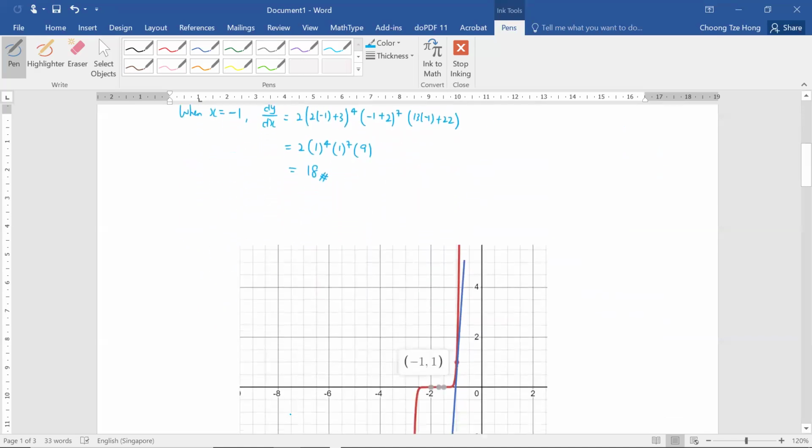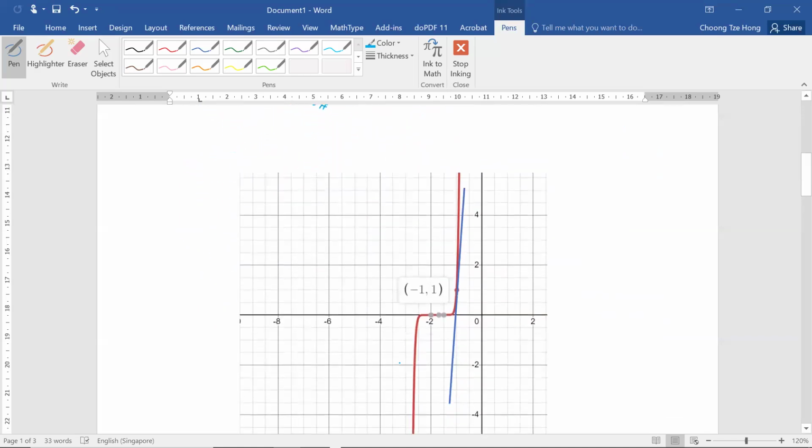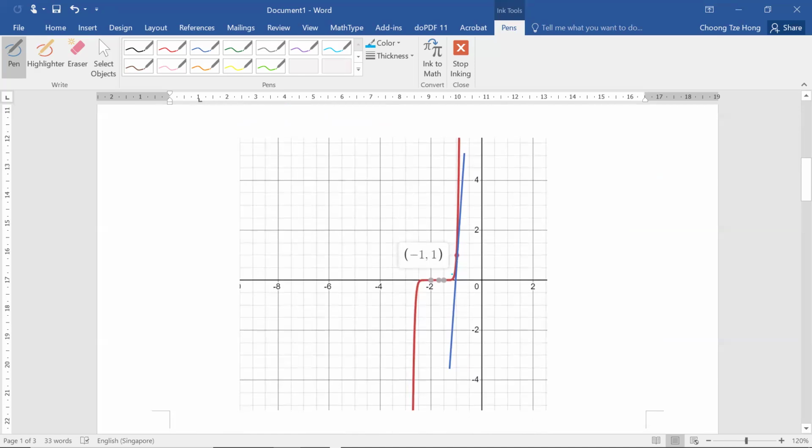So let's use decimals to plot out the graph actually. As you can see over here at the red dot, here is a point on the curve where the x coordinate is negative 1. Alright, so basically when we find the 18, we are finding the gradient of this blue line, the tangent. Remember, the tangent is the line that just touches that one point in the graph.